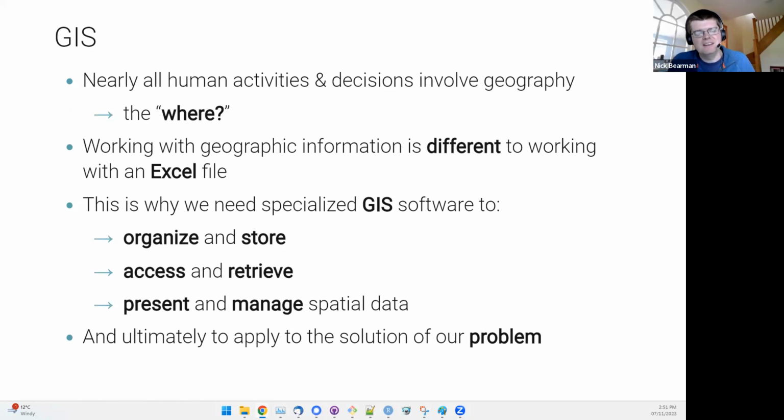And it's often said that nearly all human activities and decisions involve location, involve geography, the where element. Some people even put it as high as 80% of commercial and government decisions involve location. So GIS is a key tool to this. But working with spatial data is very different to working with, say, an Excel file or something like that. So we have to keep that in mind. This is why we need specialized GIS software to organize, to store, to access, retrieve, and so on, but ultimately apply the solution to our problem, to our question.